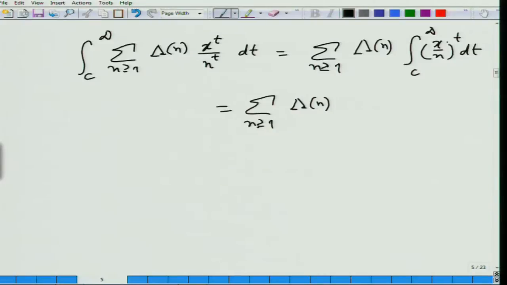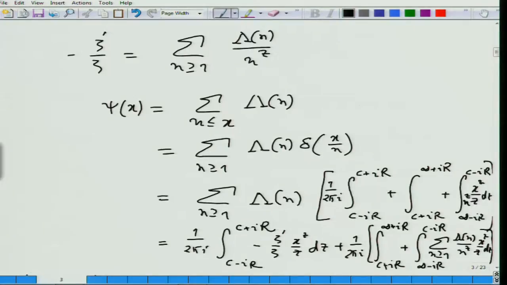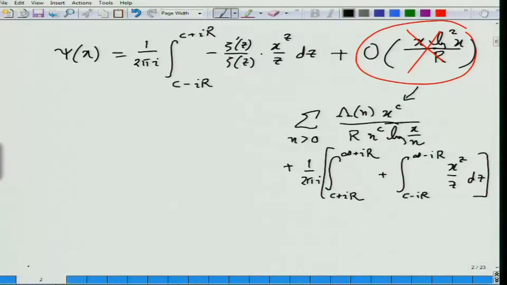So, integrating this gives you what? The same thing, x by n to the c, actually 1 over log of x by n. So, this is more or less almost exactly the same expression that we got earlier, except that there has to be something missing here. There is an r that is missing.